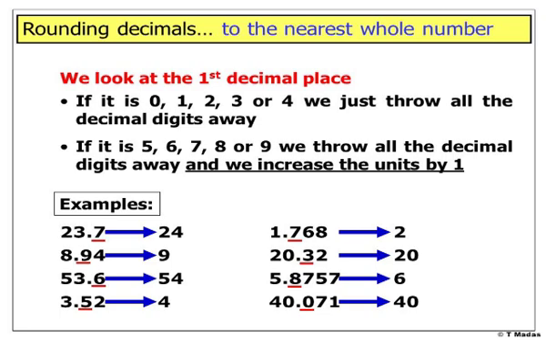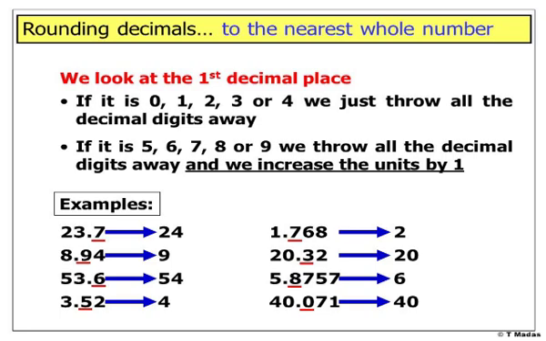3.52. 5 is in the tenth place. 3.52 rounded to the nearest whole number is 4 because we increase the units by 1. 1.762. 7 is in the tenth place. 7 is more than 5. So we increase 1 by 1. So the number rounded to the nearest whole number is 2.